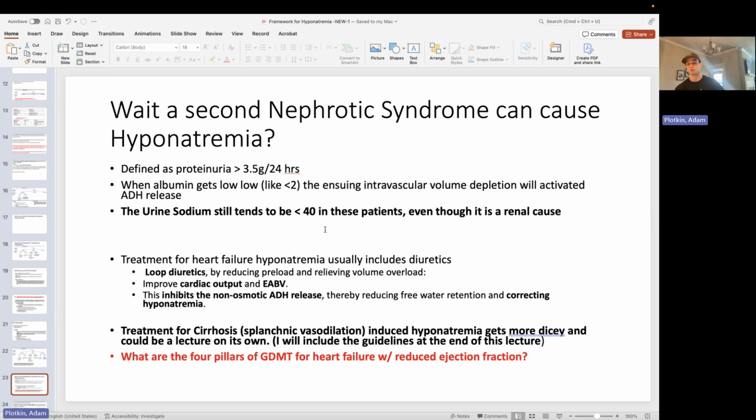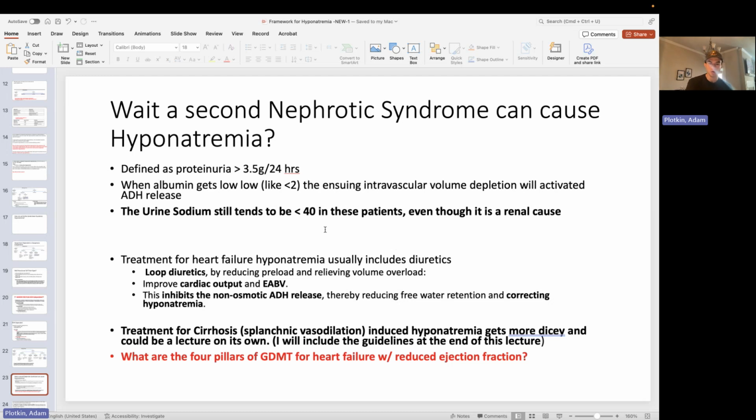The treatment for our cirrhotic hyponatremia gets a little more dicey. It's not as clear cut. I put them at the end of our lecture, and I'll just briefly talk about them because it's not going to be tested on USMLE Step 1 or Step 2. So it's not really worth our time. But we'll go over that briefly at the end.